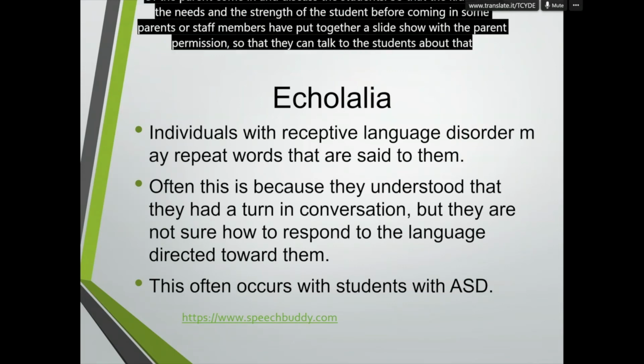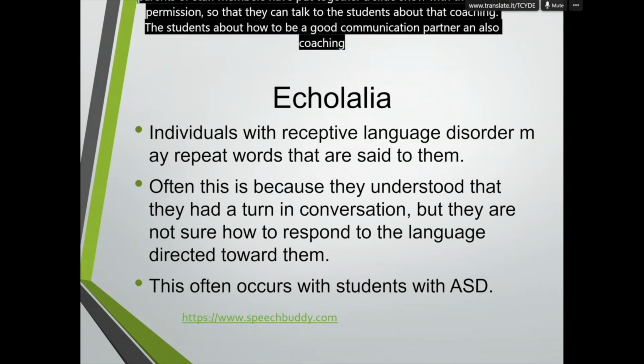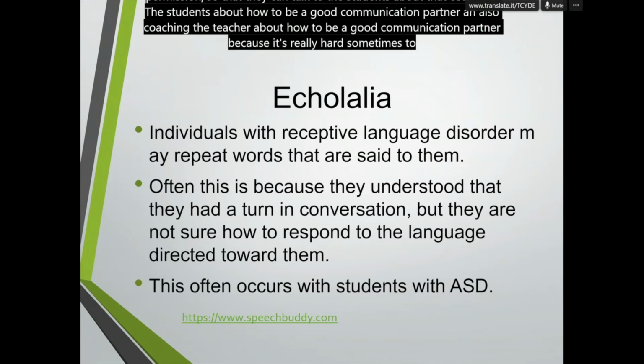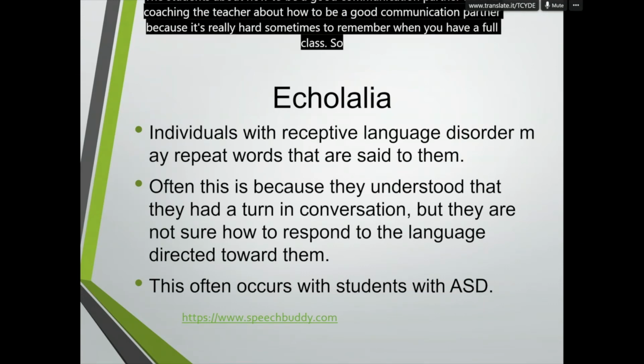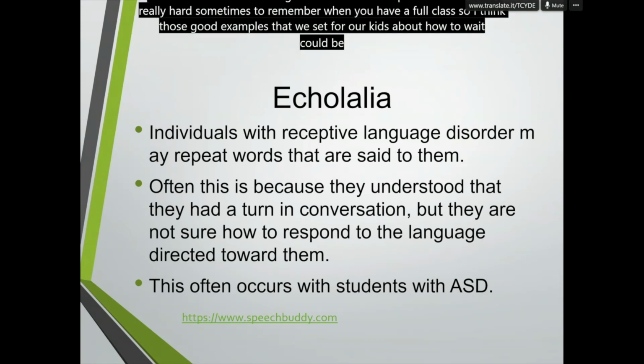Coaching the students about how to be a good communication partner, and also coaching the teacher about how to be a good communication partner, because it's really hard sometimes to remember when you have a full class. So I think those good examples that we set for our kids about how to wait could be helpful, and a lot of times they just don't know that that's something that they have to do.